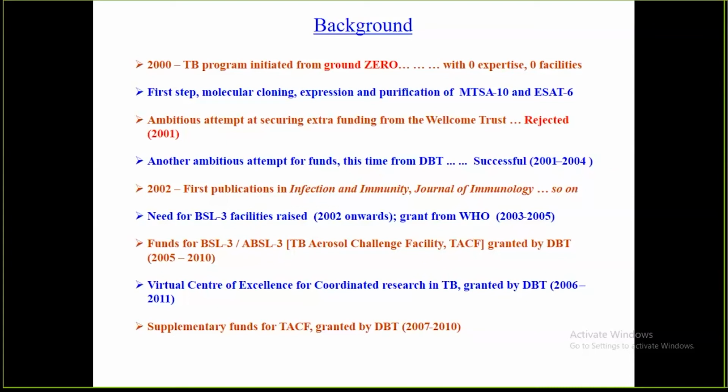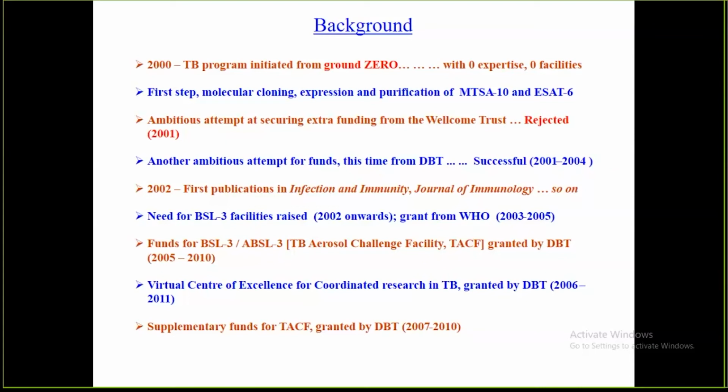We started our work, and within a year or so, in 2002, starting from zero, we came out with two publications: Infection and Immunity, and Journal of Immunology. Meanwhile, we realized that Wellcome Trust had already said it very eloquently, and we also realized this because we were only working with recombinant proteins and cell lines, that's it. No real MTB in hand.